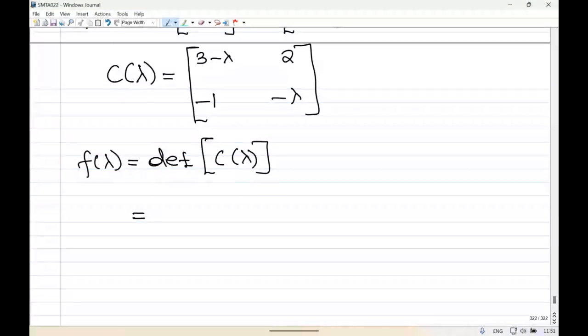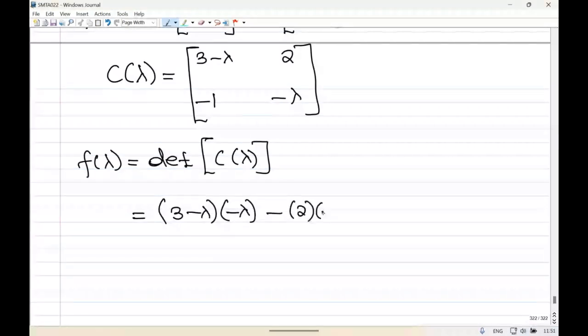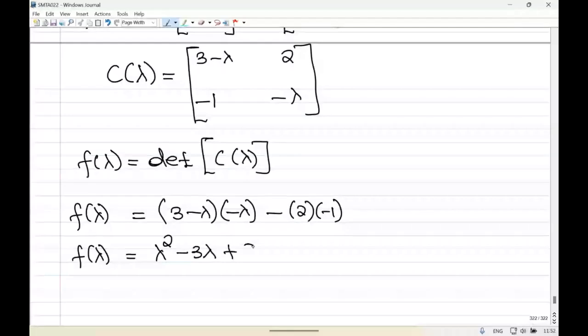To find the determinant of 2 by 2 is not a problem. We're going to have 3 minus lambda multiplied by negative lambda, minus 2 multiplied by negative 1. And this f of lambda will be equal to what? It is the same as lambda squared minus 3 lambda plus 2. Can I check with you if you agree with this? Yes, it's correct.